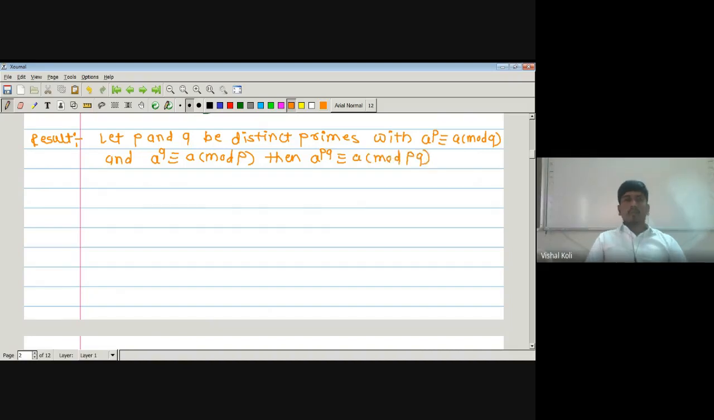Given that p and q are any two distinct prime numbers, that is, their GCD will be equal to 1, and also given that a to the power p is congruent to a modulo q and a to the power q is congruent to a modulo p, we have to prove that a to the power p into q is congruent to a modulo pq.